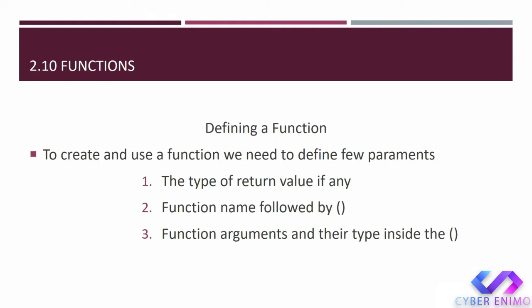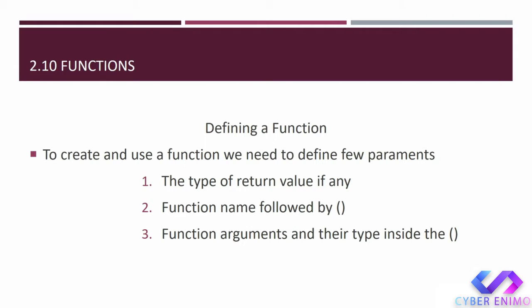To create and use a function, we need to define a few parameters. First, we need to define the type of return value, if any. This return value can be the result of calculations. This return value is returned to the caller. So if the function was called from main, the return value returns to main.